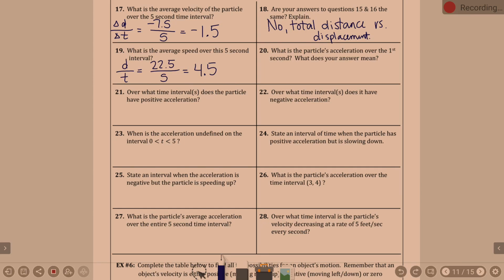What is the particle's acceleration over the first second? Someone said it: zero. Acceleration is 0 because the slope is 0. What does this mean about your velocity? Velocity is constant.